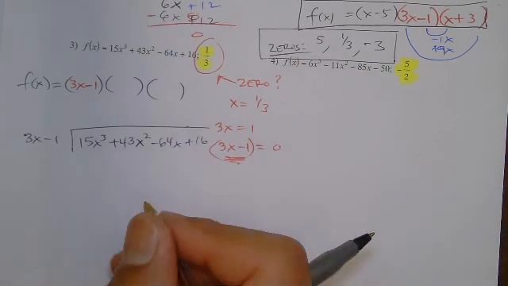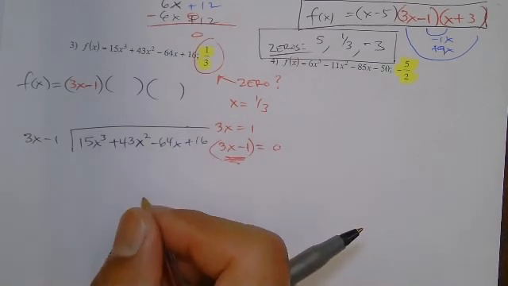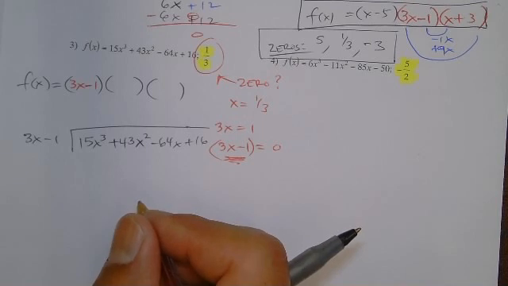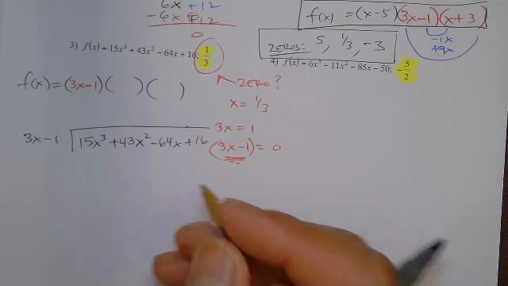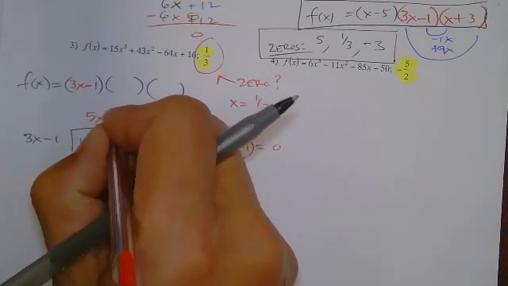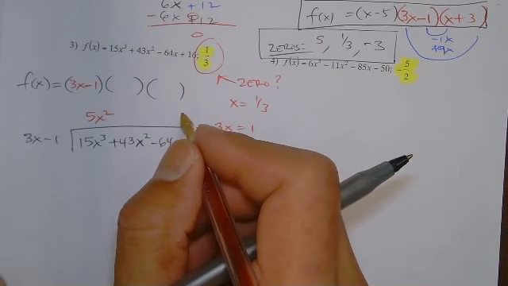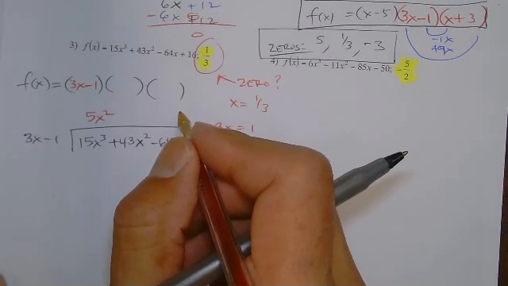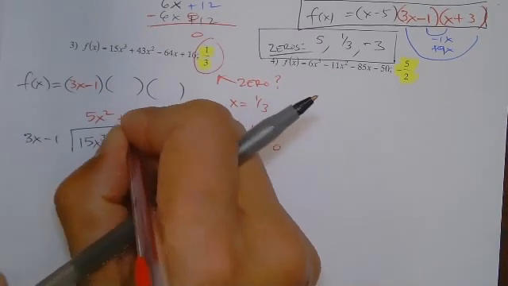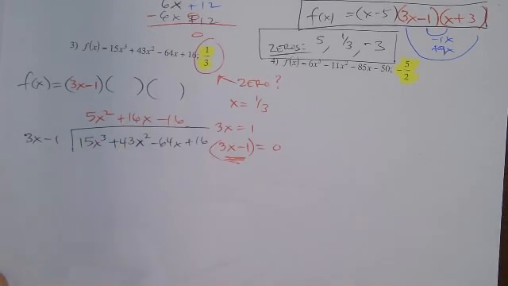Okay, I'm going to tell you what it is, just to save time. Yeah, you're going to do the long division. It's going to give you a remainder 0. It's going to be 5x squared plus 16x minus 16. Did anybody get that? 5x squared plus 16x minus 16.